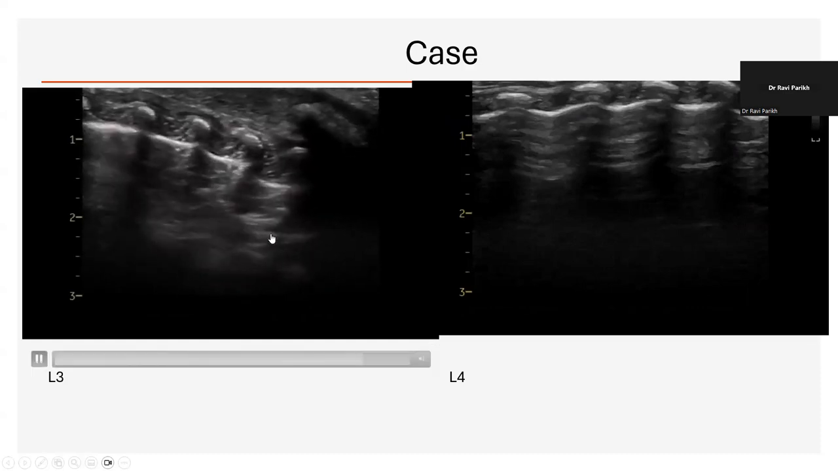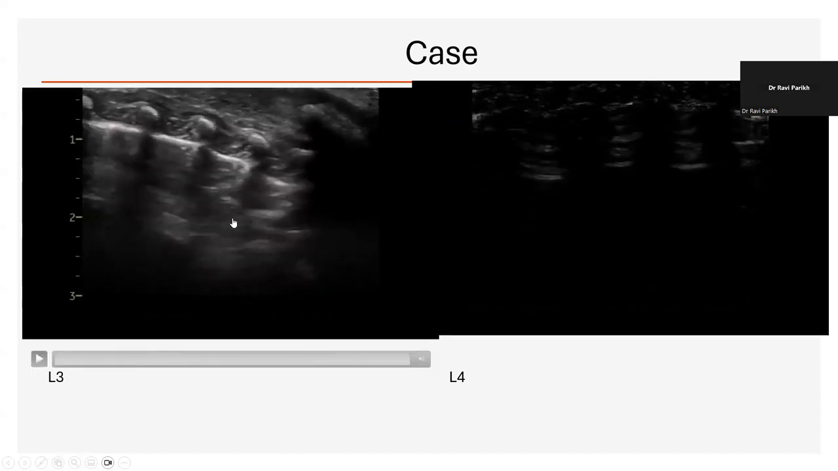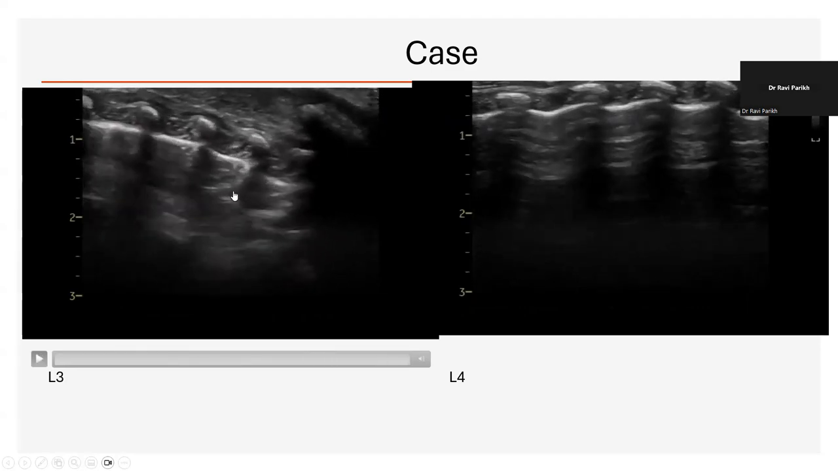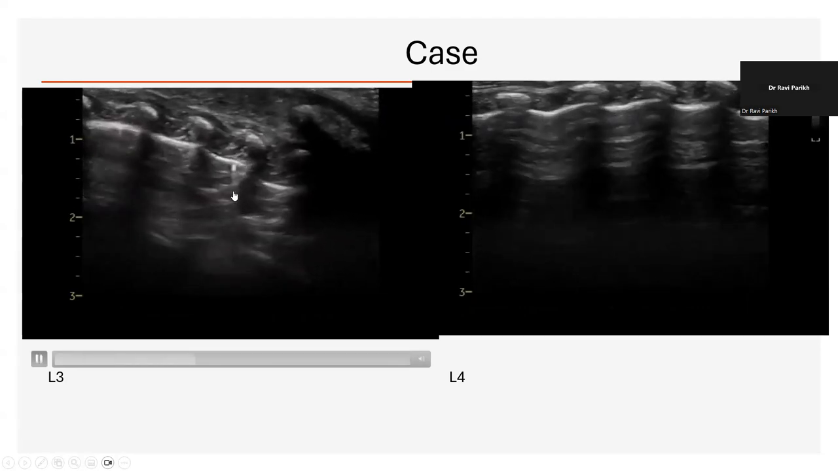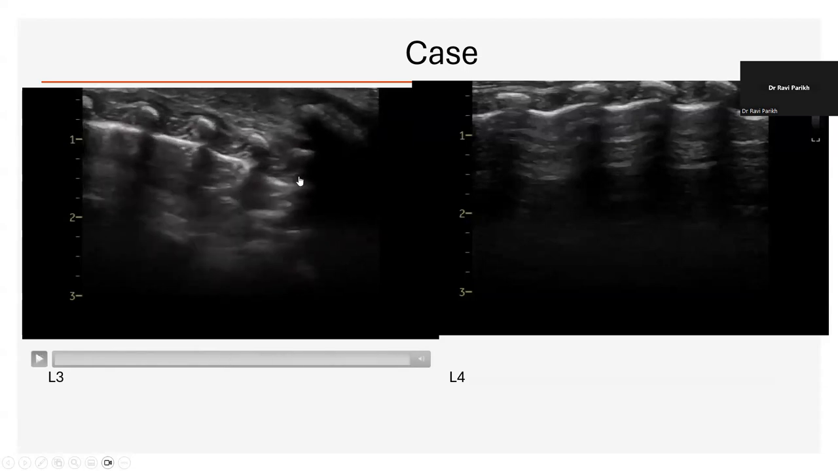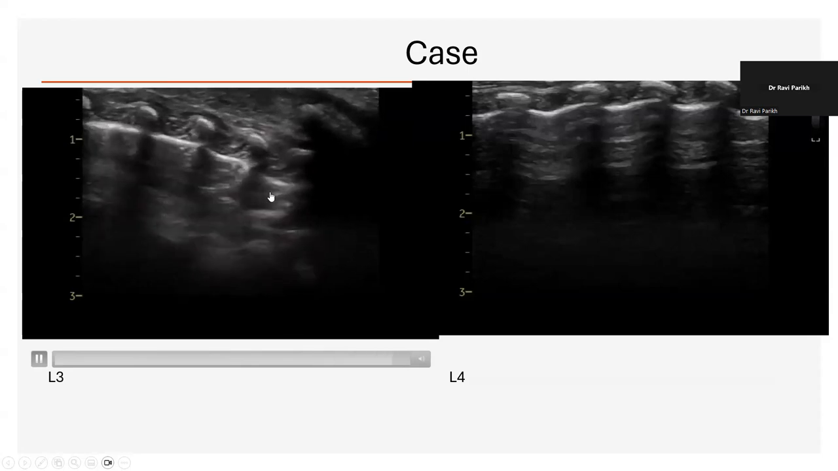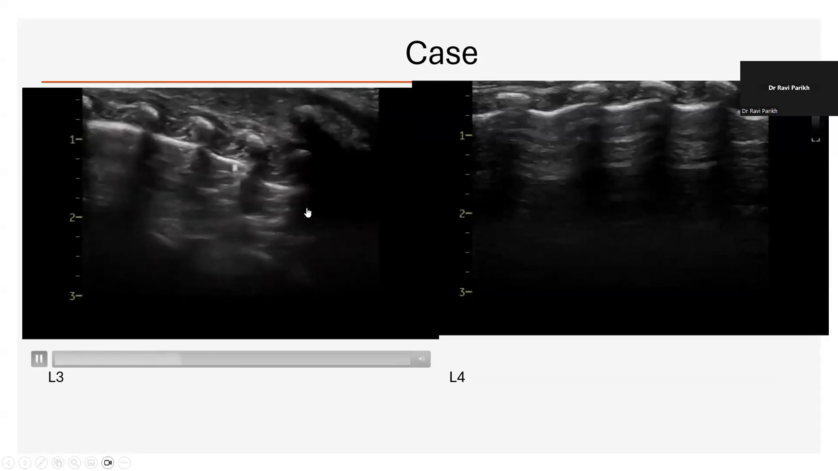What about L3? L3 was a real challenge in this baby, because this gentleman was very vigorous and very upset. And Dr. Sharma did not take the help of the nurses to extend the left arm. So you're basically looking at a very fuzzy L3. But what do you think?